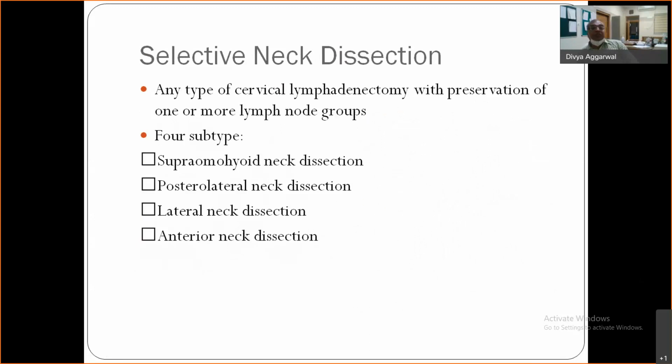Now I come to the selective neck dissection. Any type of cervical lymphadenectomy with preservation of one or more lymph node groups is called a selective neck dissection. So here what we are doing is that we are only addressing those group of lymph nodes which are the primary drainage site of that particular organ. So there are four types of selective neck dissection. They are supraomohyoid, posterolateral, lateral, and anterior neck dissection.